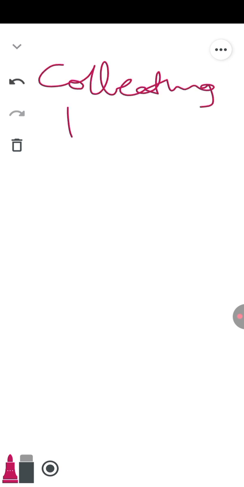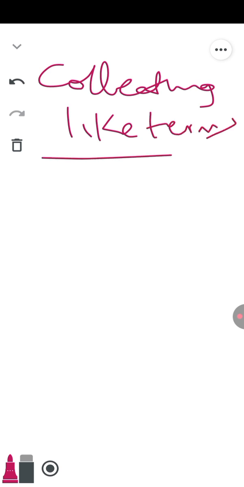So I believe we all know how to collect like terms. We've learned that before in expressions. We've learned how to collect like terms in expressions, but we also need to learn how to collect like terms in equations. This is quite similar, just a little different.